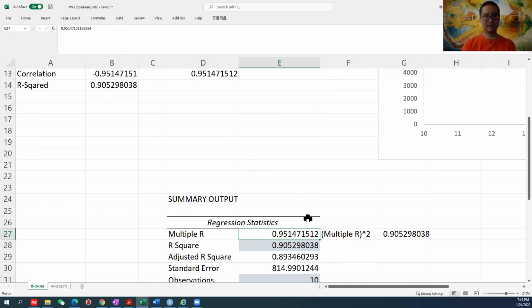Are you all following me? So that's how we get multiple R. The R square is simply the square of this multiple R, as I calculated here. If we square the multiple R, that's exactly what we got in R square.